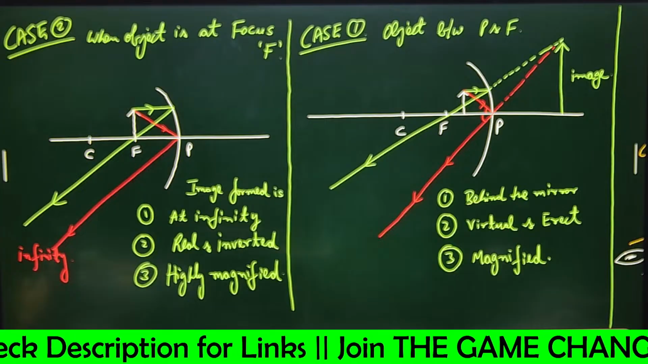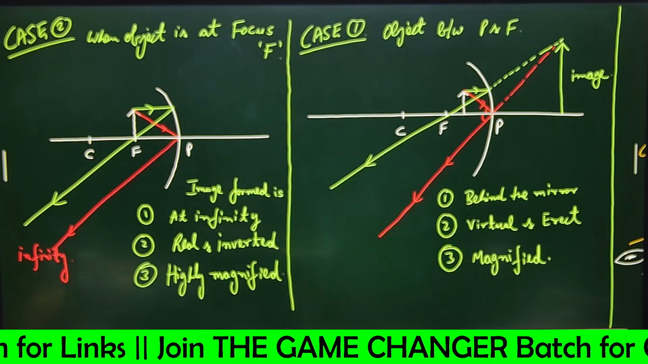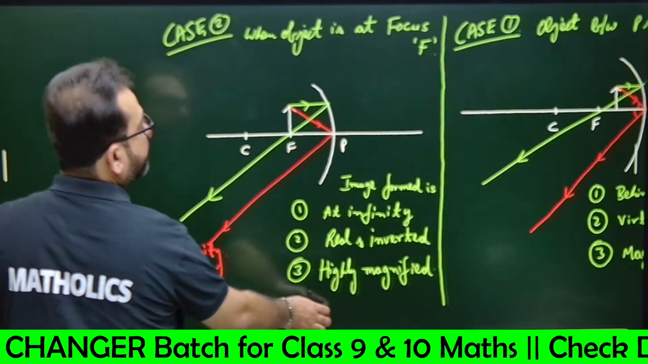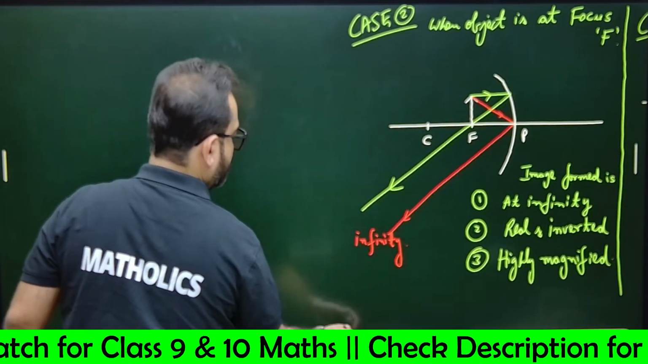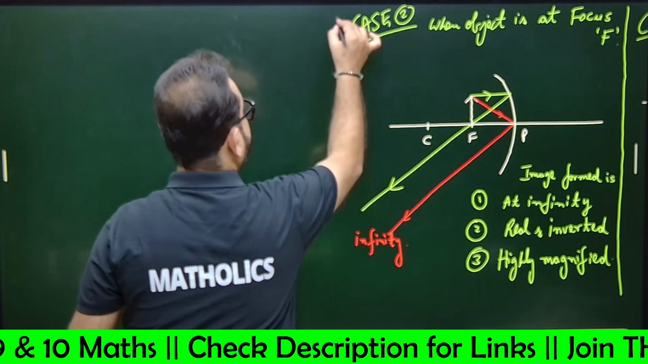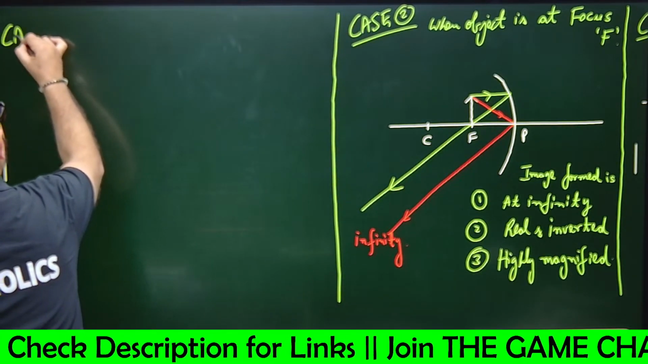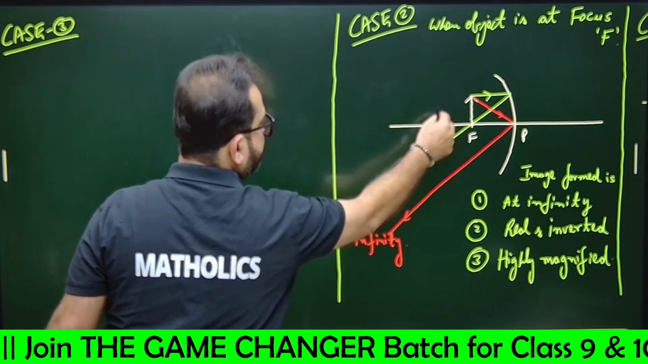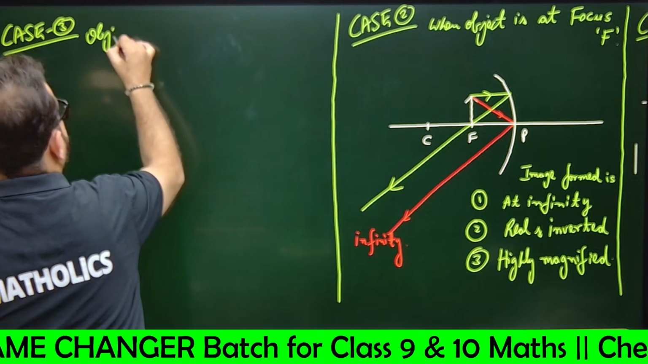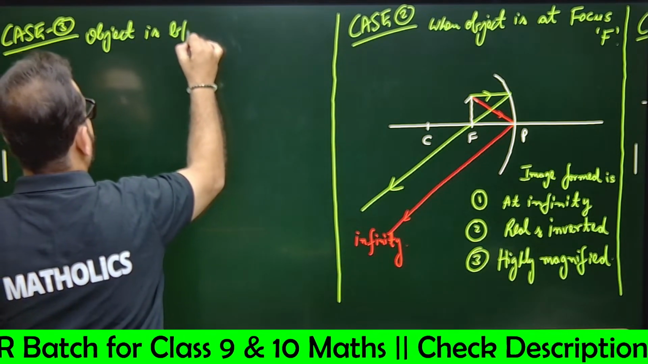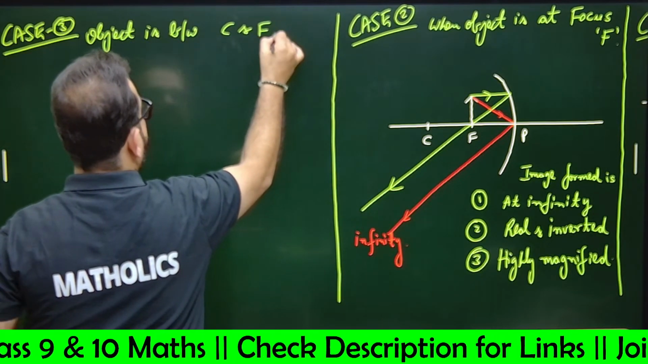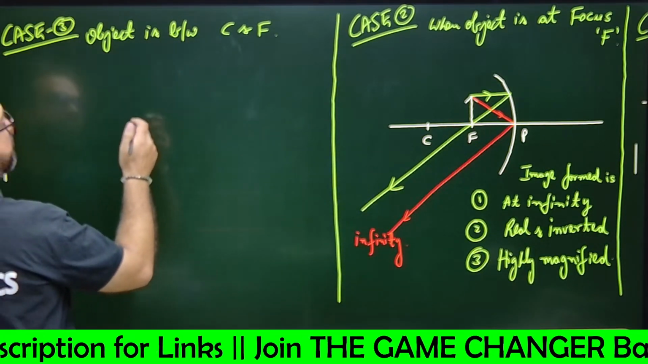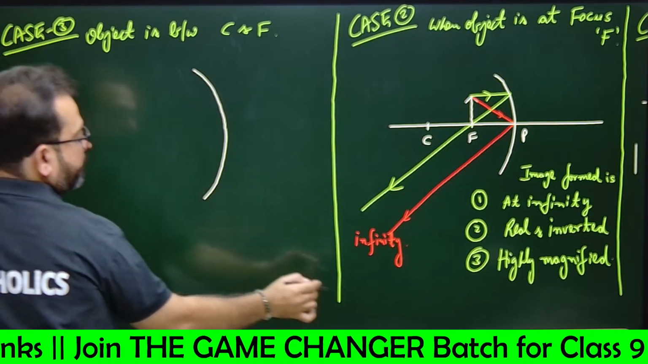Done. Can we move forward? Okay. Case number 3. This is case 2. Let's go to case number 3. Case 3. Where will the object be placed? Anyone? Between F and C here. The object is between C and F, center of curvature and focus. So this is the concave mirror.